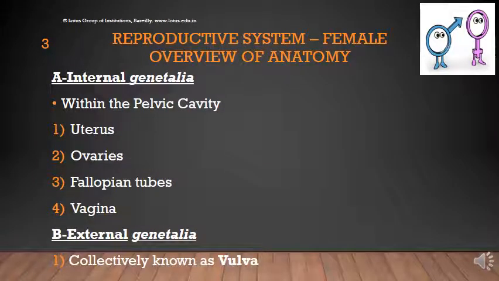Moving to the next slide, that is reproductive system, in which we will study the female overview of anatomy. Here we have the internal genitalia within the pelvic cavity: uterus, ovaries, fallopian tube, and vagina. The external genitalia are collectively known as the vulva.